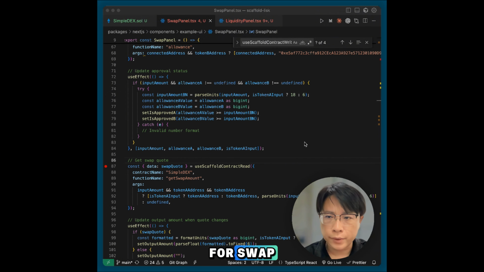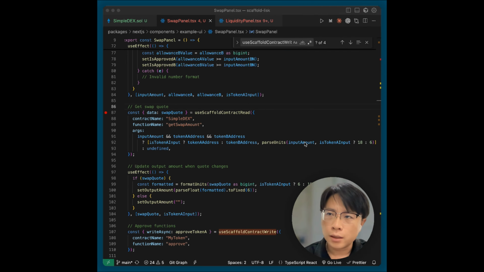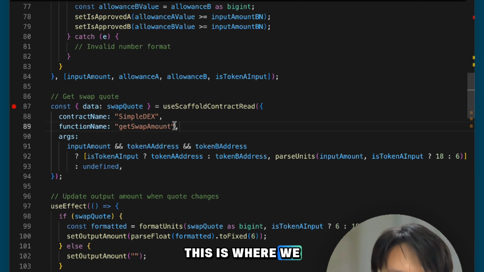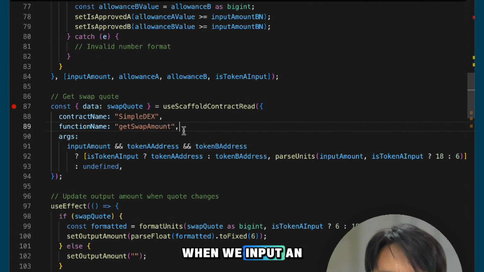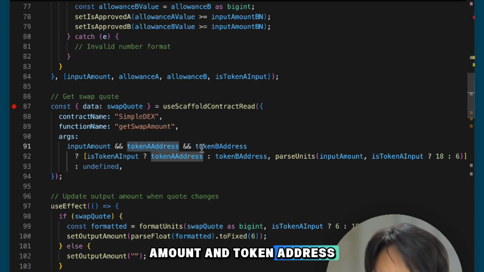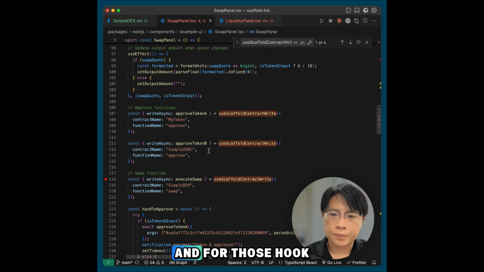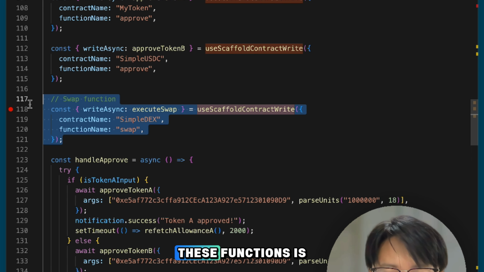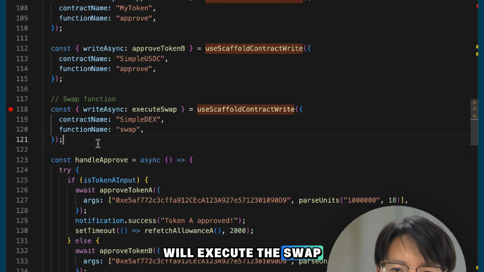So our front end has two main parts, swaps and liquidity management. For swaps, we have two main features and two main hooks that you need to look after, which is the get swap amount out. This is where we get the swap amount out, calculated when we input an amount and the token addresses in and out. So it will return the amount you might get. And for the useWriteContract hook, the swap function is all you need. This is where it will execute the swap feature.